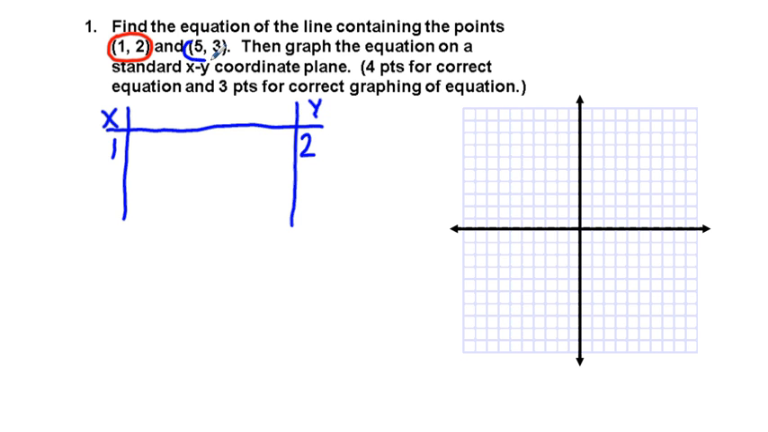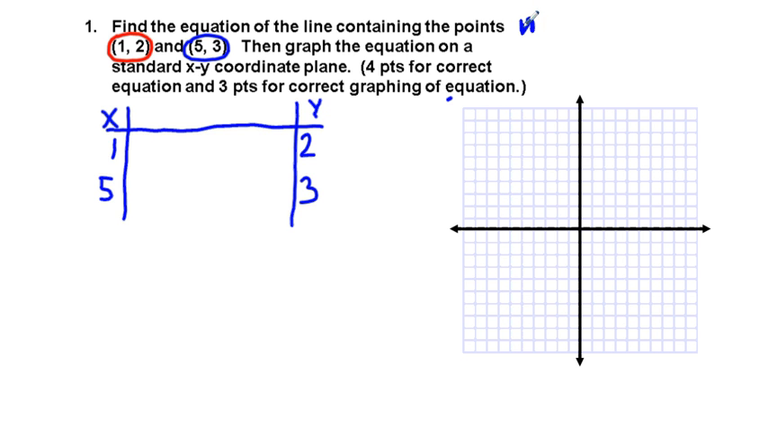Then the second coordinate pair, which is (5, 3), we place 5 on the left as X and 3 on the right. I'm sorry to say that when I was looking at the quiz results last Friday, I saw some, fortunately not many, that put 1, 2 over on the left side. No, the X value is 1, the Y value is 2, then the X value is 5, the Y value is 3.